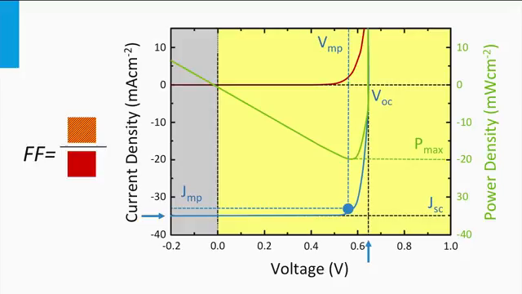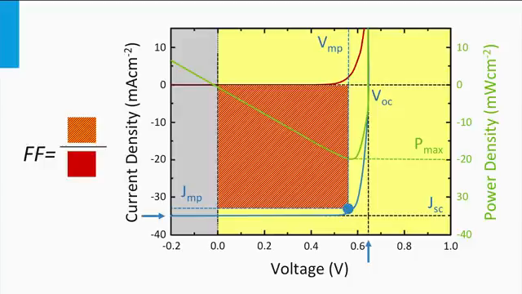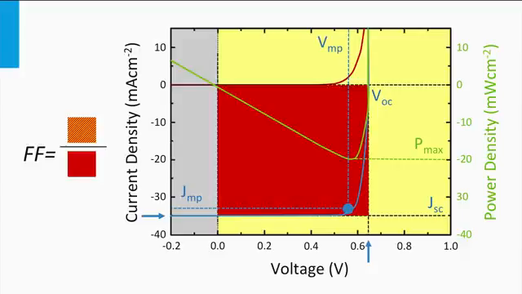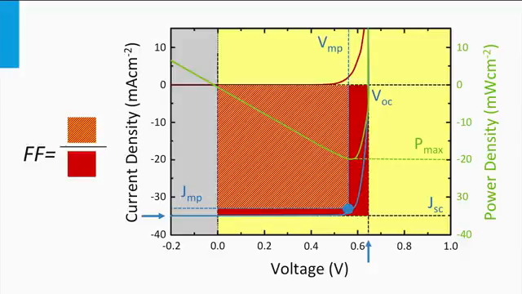The fill factor can be easily visualized in a JV curve. Basically, the fill factor is the ratio between the area shaded red-yellow and the red area. In other words, the fill factor is the ratio between the rectangle with sides VMP and JMP and the area with the sides of the open circuit voltage and the short circuit current density.